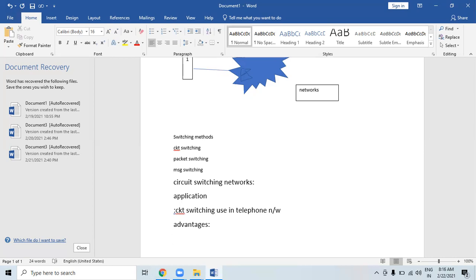Okay, then the disadvantages of circuit switching. Since the connection is dedicated, it cannot be used to transmit any other data, even if the channel is free. Even when the channel is free, they cannot transmit the data here. The dedicated channel requires more bandwidth. It takes a long time to establish the connection.